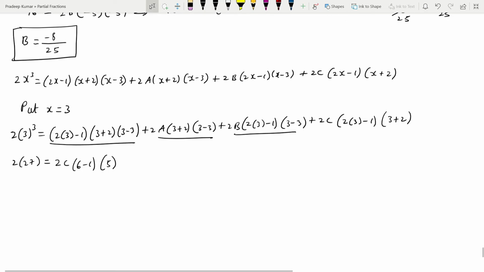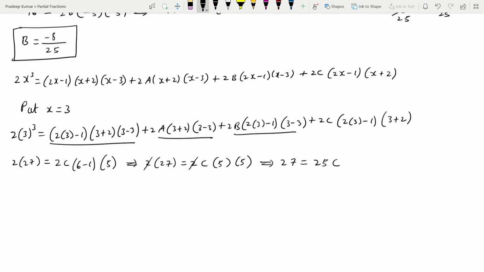Let's do this forward. I can write this as 2 into 27 equal to 2c. This is 6 minus 1, which is 5, and already 5 remained. So I can cancel the 2. We'll write the remaining: 27 equal to 5 5s are 25, so 25 into c remains. Sending this to the other side, I'll get c equal to 27 by 25. So we got these values.